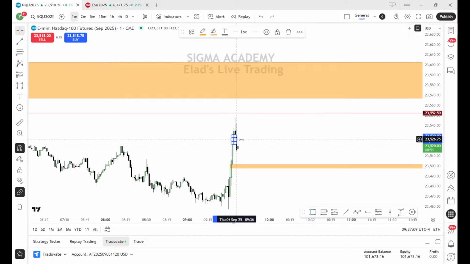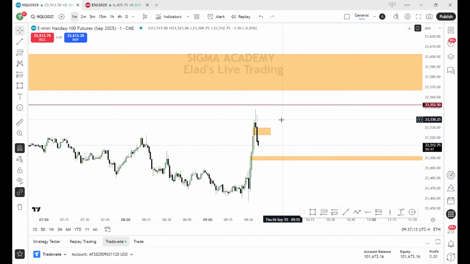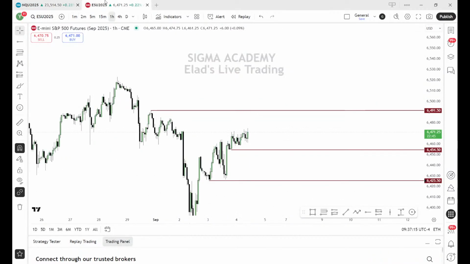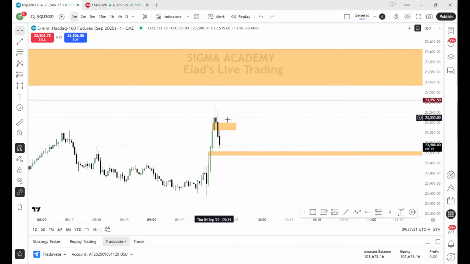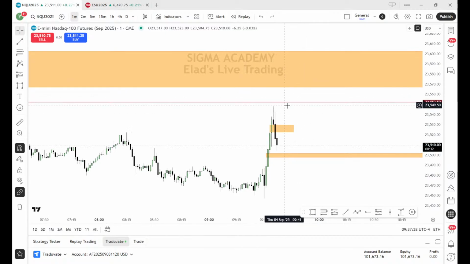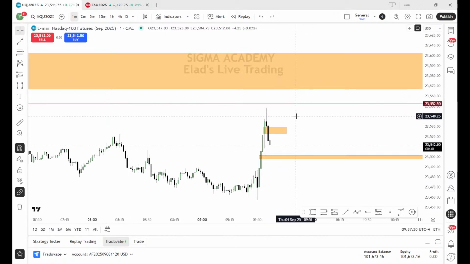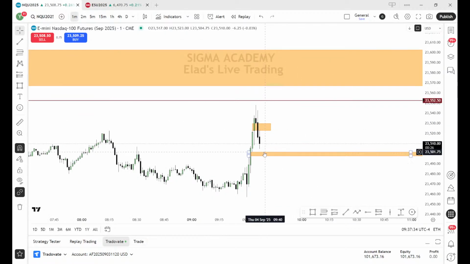This inversion, fair value gap, I won't trade it, okay? We don't have any clear SMT on the higher time frame as I'm expecting. Also, we have not cleared any liquidity, so it may go to this first presented and go higher.